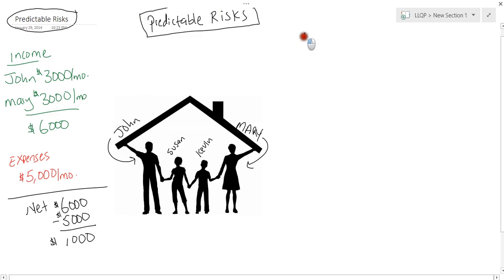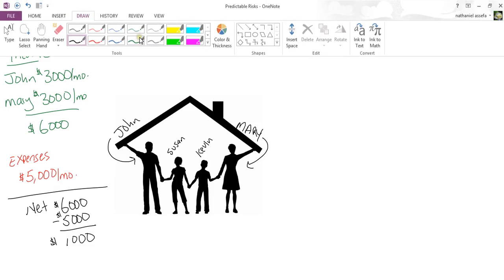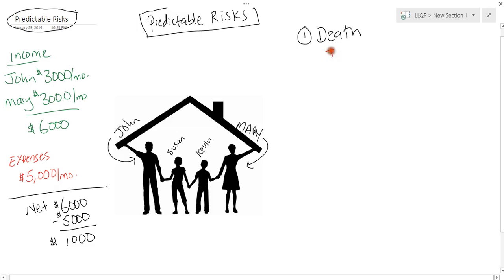The first risk is the risk of death. So John might die, or sorry, Mary might die, and in that case, this income will be affected. So they don't have 6,000 anymore, even though their expenses might still be 5,000, right? So let's take an example of this. Let's say that John, this is hypothetical now, dies.